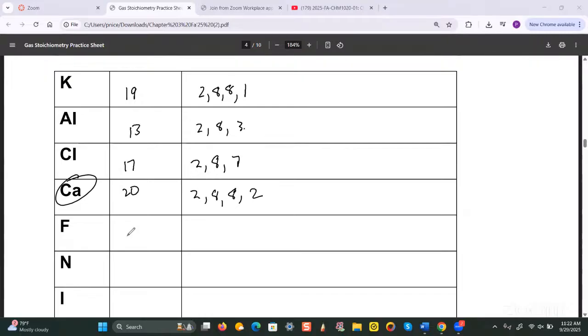Okay. Fluorine. The atomic number of fluorine is 9. I remember that. So what's the electronic configuration? 2, 7, and that's it. Okay, very good.